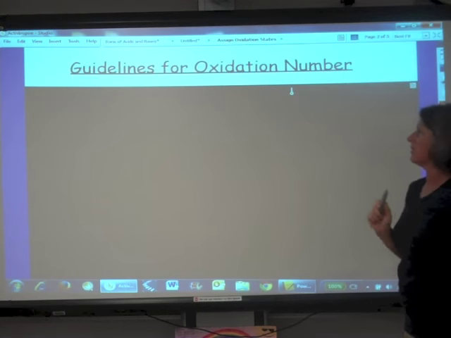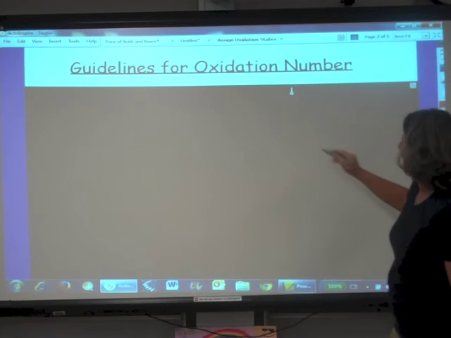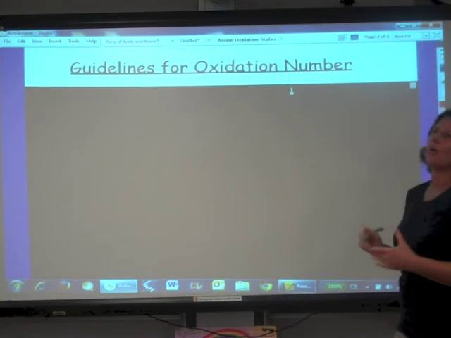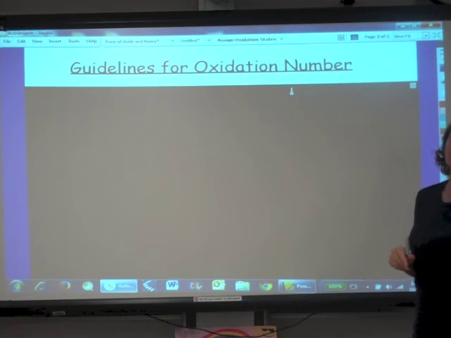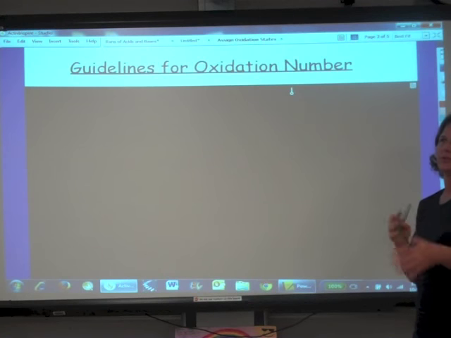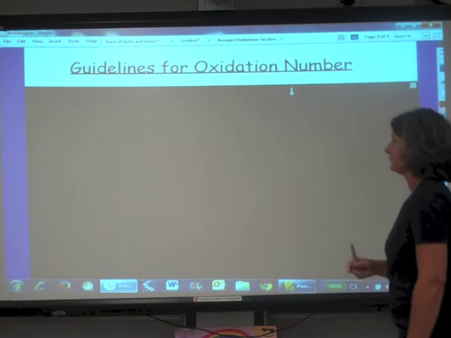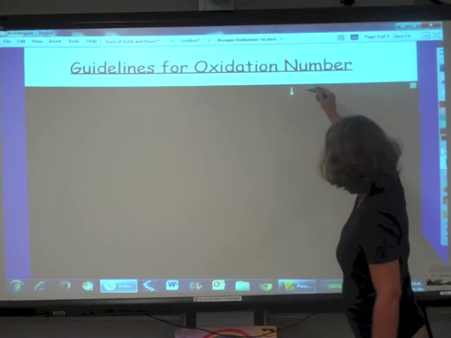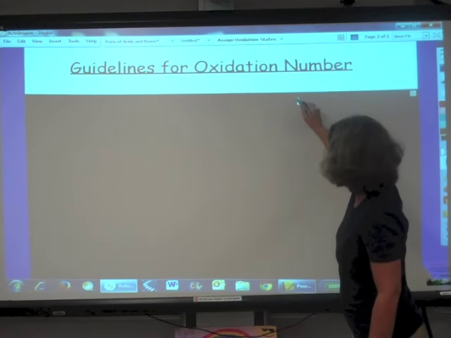Determining oxidation number is actually an easy and fun thing to do. So we have to follow a set of rules when we're determining oxidation numbers. Kind of like if you're doing a Sudoku puzzle. You have to follow a set of rules in terms of what number you could put in a box. Okay, it's the same with oxidation number. There are guidelines and there are rules, and we follow them to figure out this puzzle. It's a puzzle. It's fun.